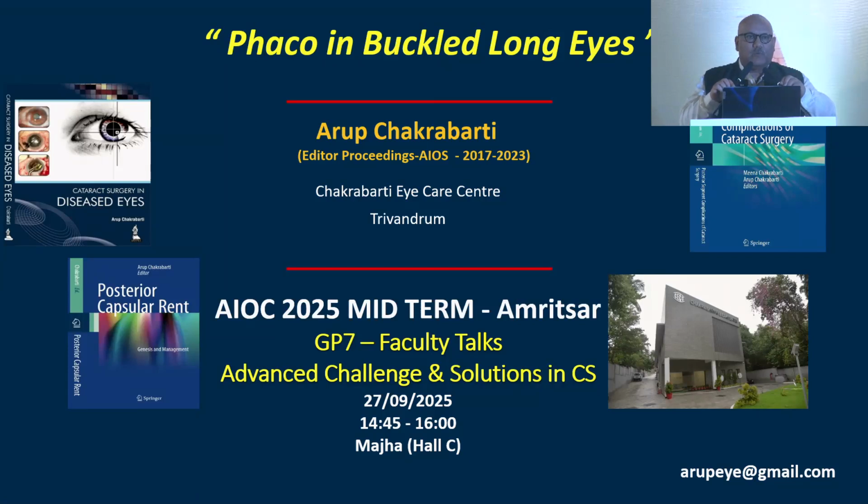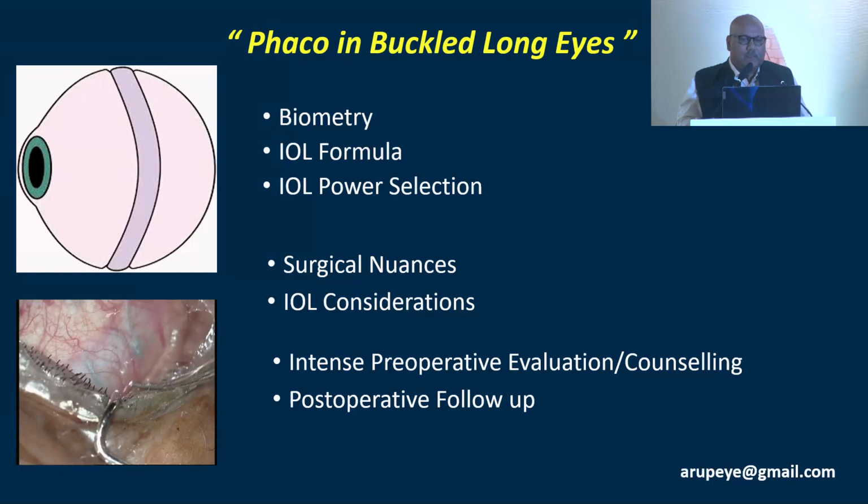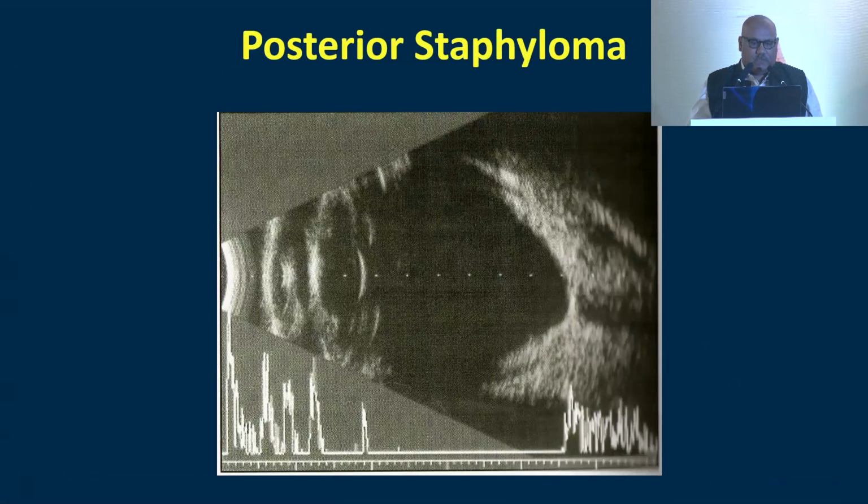So phaco in myopic eyes and phaco in hypermetropic eyes. Basically, in phaco in myopic eyes, there are a few additional issues that crop up. What is the best way to do the biometry? What IOL formula does one select? And what is the IOL power? Do we have to address the intraocular lens power, in addition to the surgical nuances and IOL considerations for these patients?